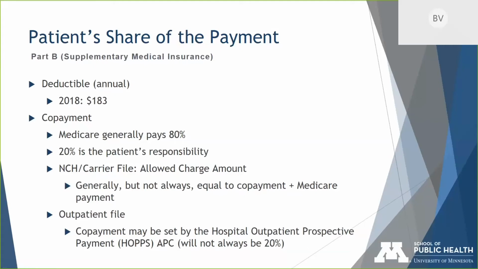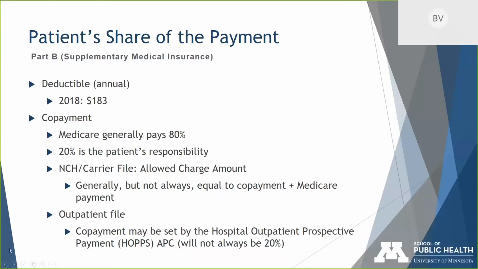On the carrier file, the NCH file, there is something called the allowed charge amount, and it's almost always equal to the copayment plus the Medicare payment. I find that handy because that tells me what the provider got paid, or what the provider should have been paid, I should say. We did one study looking at how reimbursement affected the treatment patterns, and it was handy to have just that one thing. This is what the provider expected for this service.